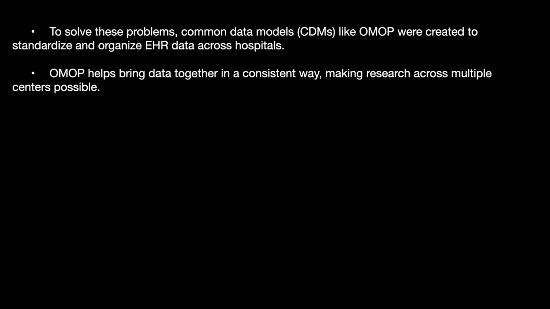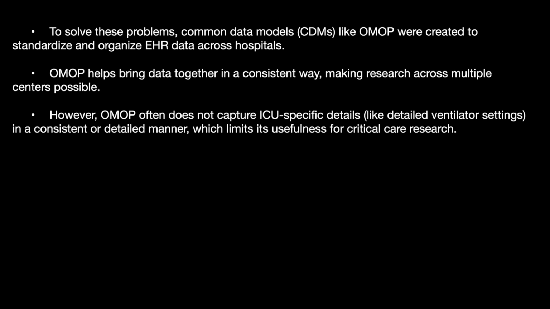So see, heart rate, blood pressure are just 2 parameters. Like that, we have hundreds of parameters which are coming in, like labs. We have the patient information, the diagnosis, imaging. So a lot of data is coming in. So how can we organize it in a way that it can be used? OMOP often doesn't capture the ICU specific details like various ventilator settings in a consistent and detailed manner, which limits its usefulness for critical care research.